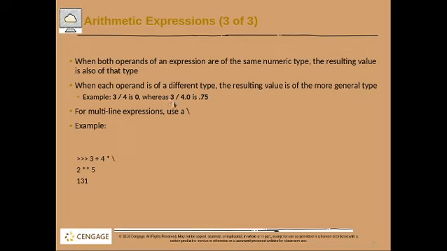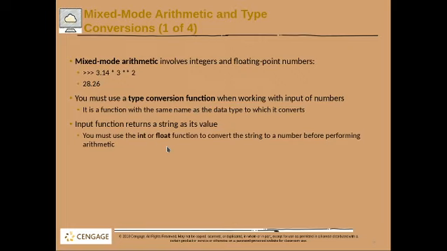So in Python 3 specifically, if you have a different type, an integer and a float in a single expression, the integer is automatically converted to a float, so your result will be a float. Whereas in Python 2, if you have an integer and a float, the float is converted to an integer, and you can see the difference: 0 versus 0.75. So mixed mode arithmetic involves integers and floating point numbers.